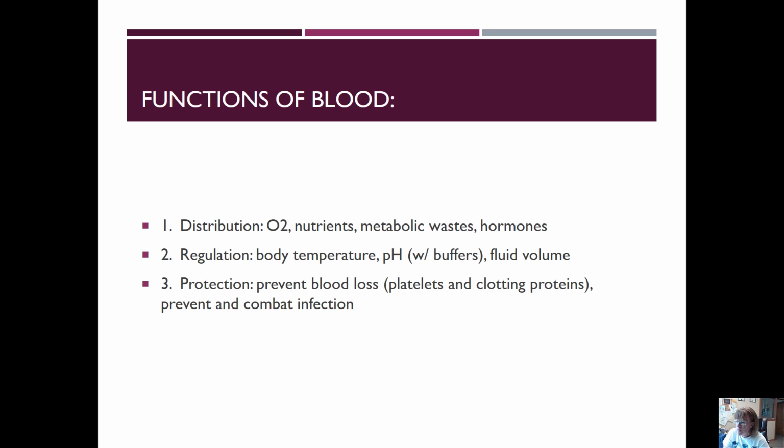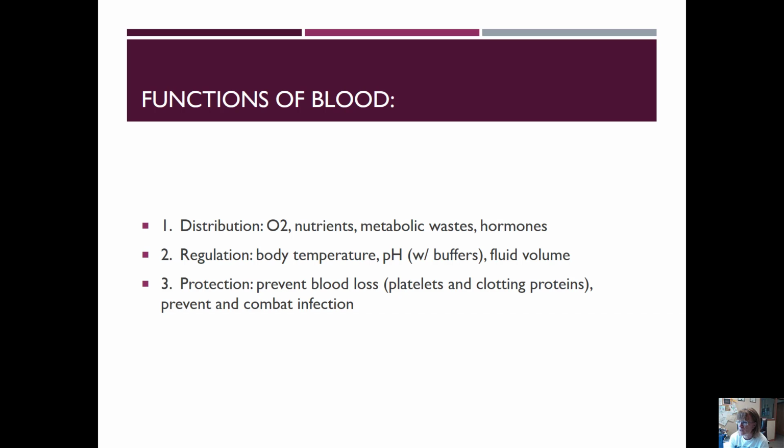So as far as breaking it down into three different sections, you can see transportation or distribution. We move the nutrients, O2, metabolic wastes, hormones, whatever needs to be carried in the blood throughout the body, from the outside of the body to the inside of the body, and everywhere will need to be transported in blood in one way or another.